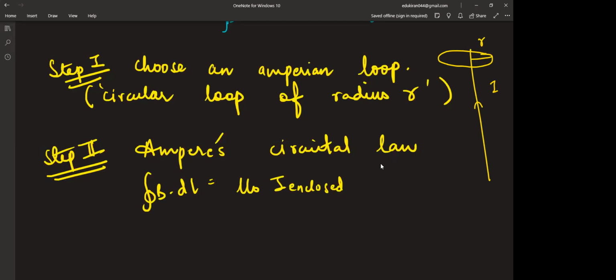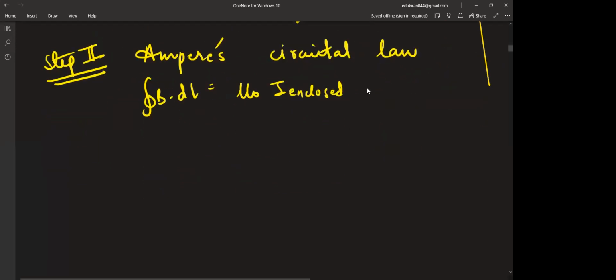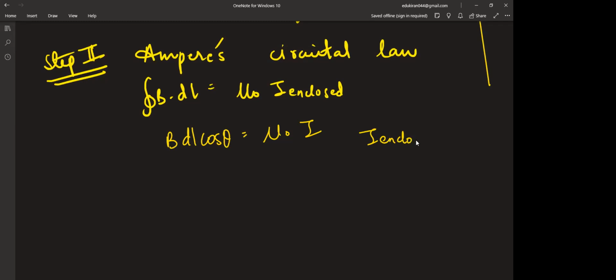Second step, you have to apply the Ampere circuital law. So integral of B dot dl is equal to mu naught times the current enclosed, right? What is B dot dl? B dot dl is B dl cos theta, which is equal to mu naught I.